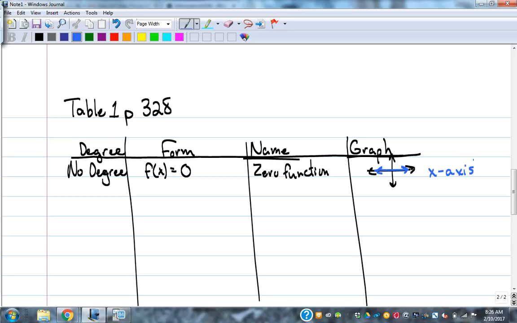It's right on top of the x-axis. That's what the graph's going to look like. So we're just going to draw a small sketch over here with the graph and maybe describe it a little bit, which they don't do in that table. So I'm trying to give you a little bit more than what they're giving you.